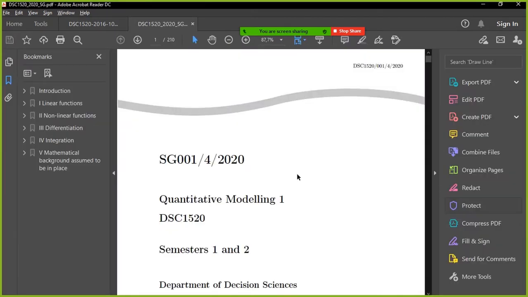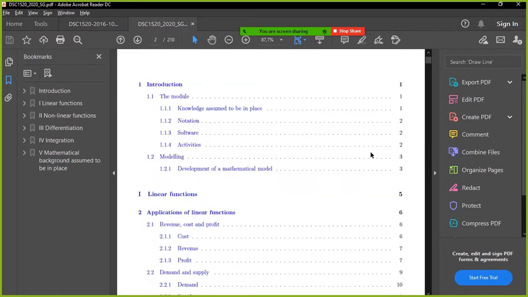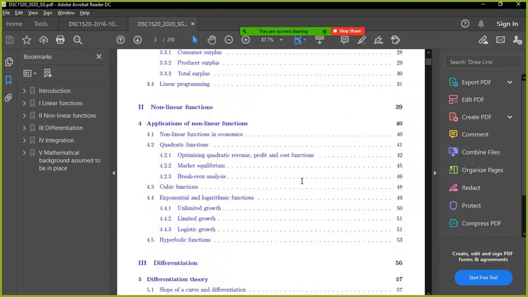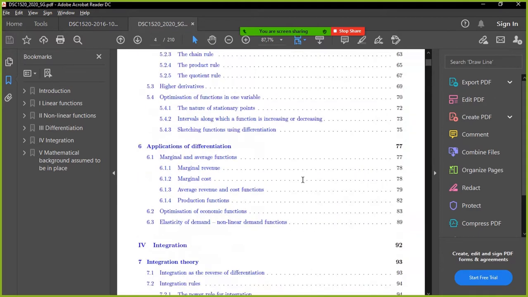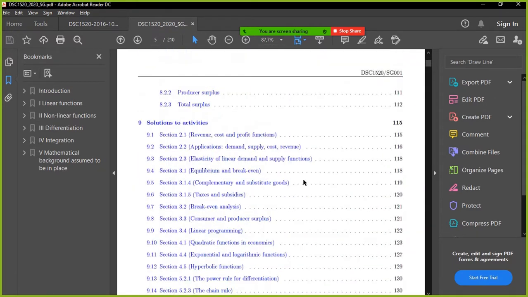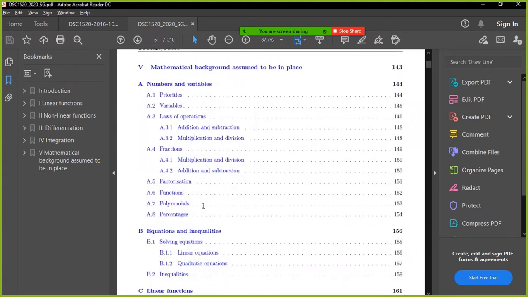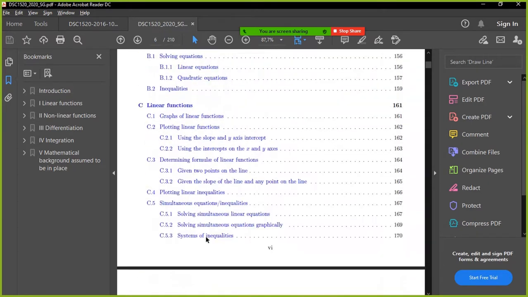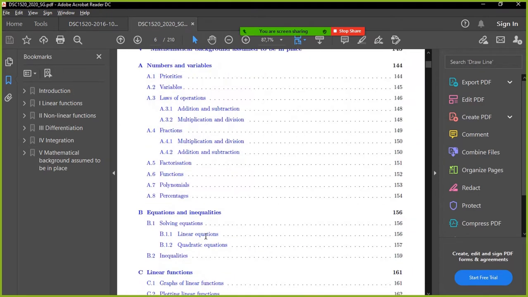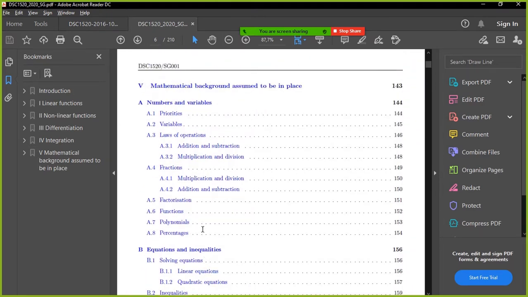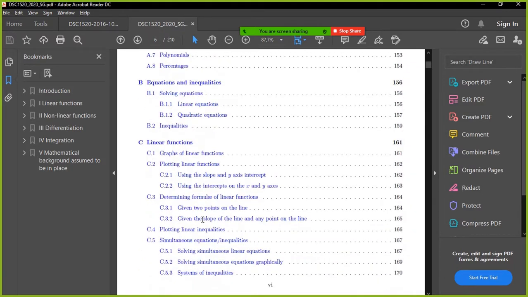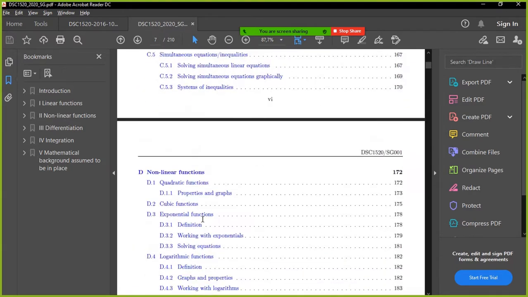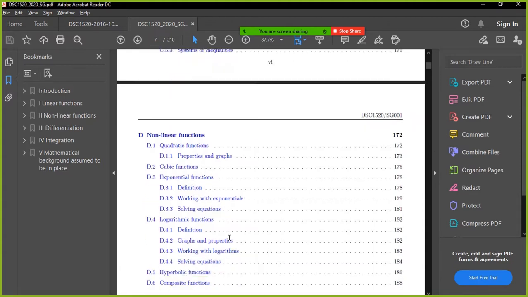The 2020 study guide. Okay, so if you're looking for log rules, it would have been covered probably in the basics. Yes, it's right at the end. So log rules, polynomials, percentages, operations. Where are the logs? Exponents, possibly. There. Working with logs is D4, 182. Correct. Good.